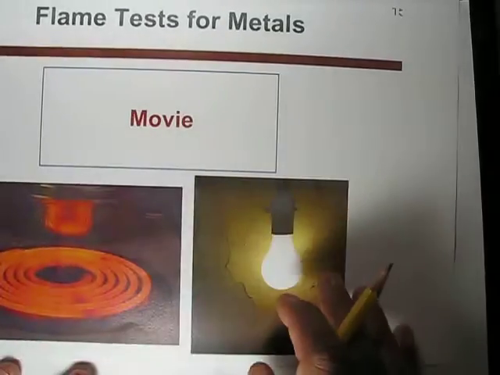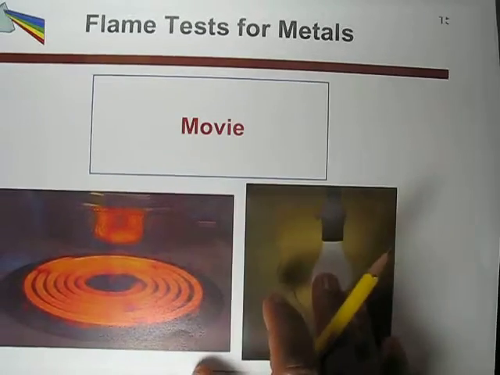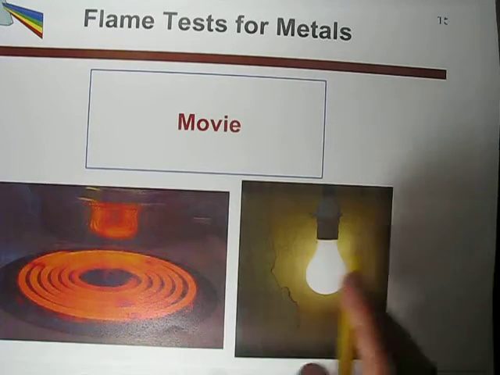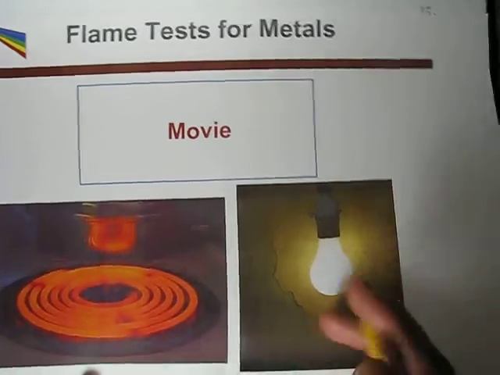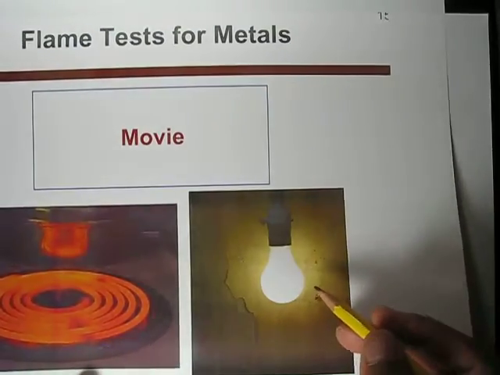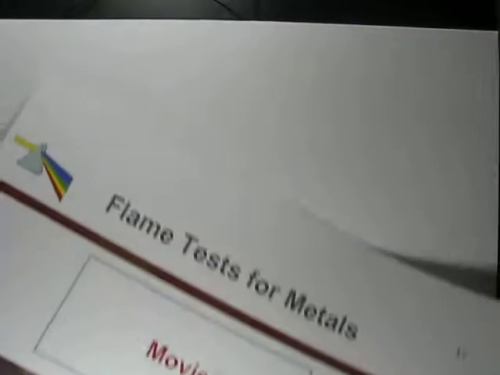Number two is the same kind of example, this one in our kitchen. When we heat the coil, it starts shining light, and the bulb also. So these were the two examples.